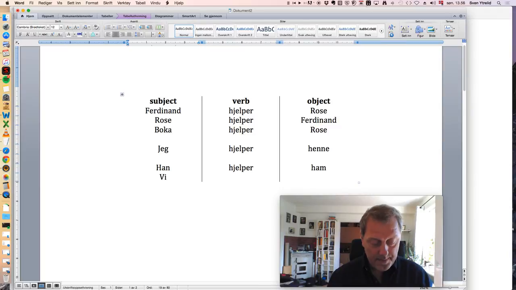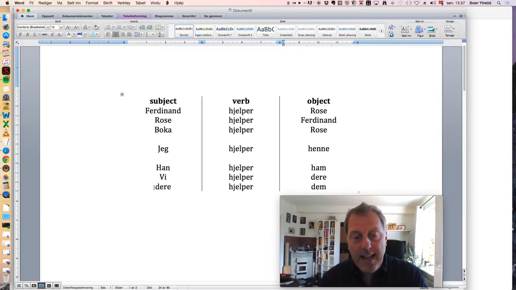Vi hjelper dere. Or dere hjelper dem. Dere is a second person group of people who is helping a third person group of people, so we are talking about two different groups of people here.